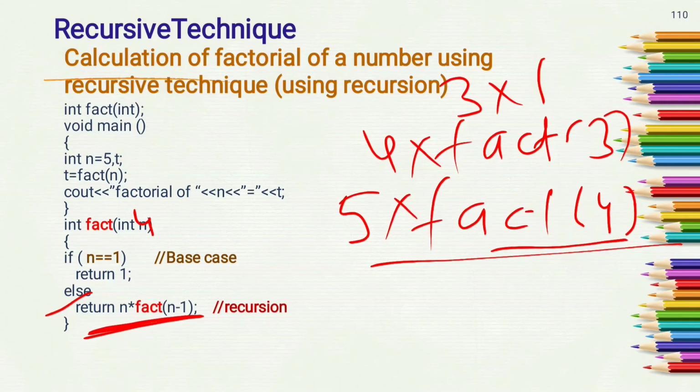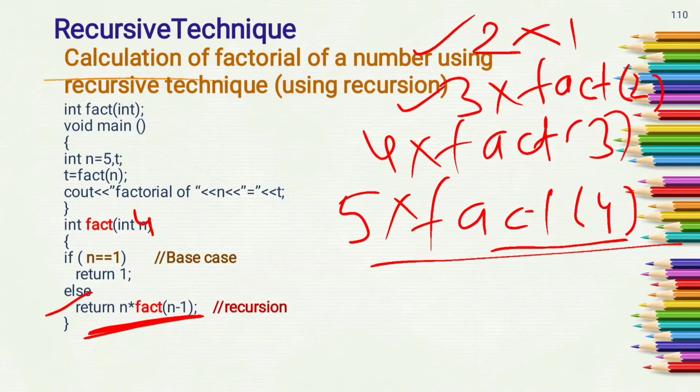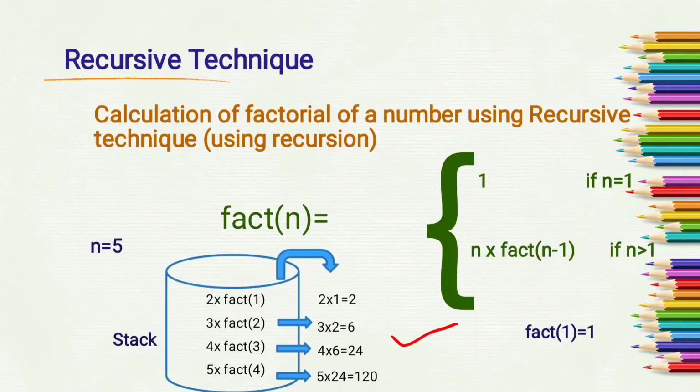Then this expression becomes 3 into fact of 2. Then 2 into fact of 1. Now we get that fact of 1 is 1 by this condition. So 2 into 1 is calculated, then 3 into 2 into 1, then 4 into 3 into 2 into 1, then 5 into 4 into 3 into 2 into 1. Here you can see the last expression is calculated or solved first. That's why for recursion a stack is used, as we know that a stack uses the LIFO mechanism, last in first out.